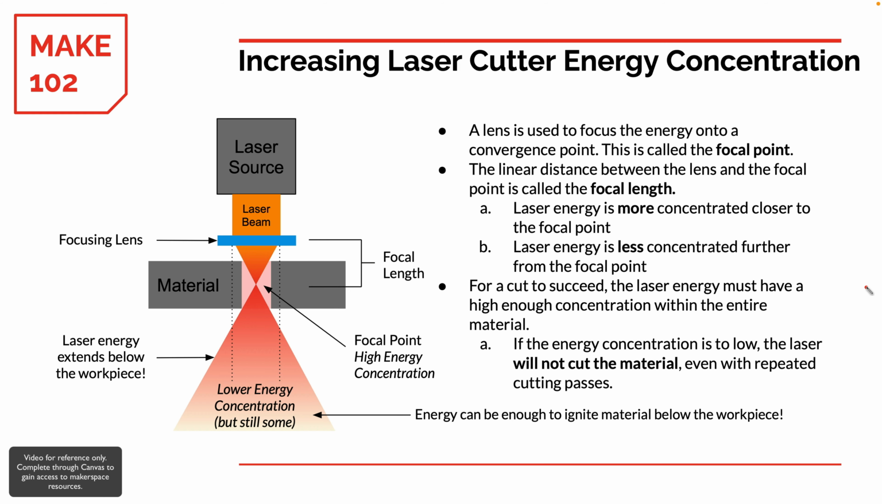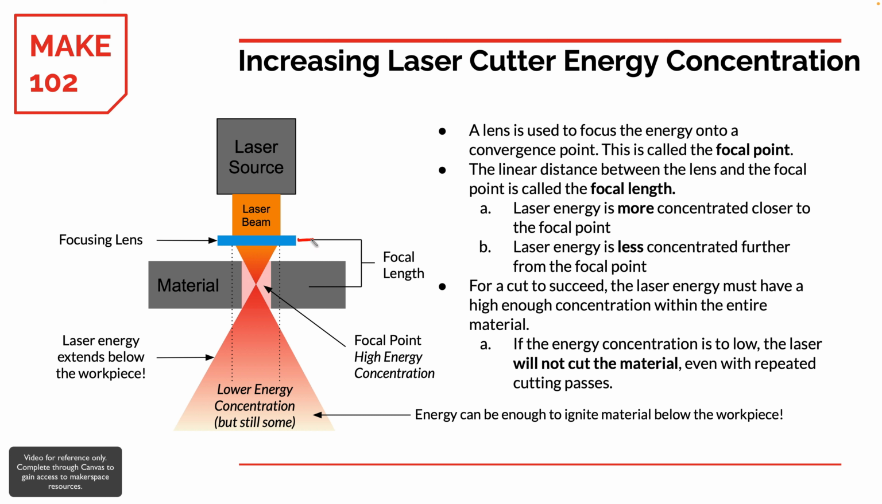So how do we increase the laser cutter energy concentration? We use a lens. So this is where we place our lens. We place it in the beam, and it starts to taper the concentration down to a single point. The point where all the energy is focused, we call the focal point. This is where the highest energy concentration is.